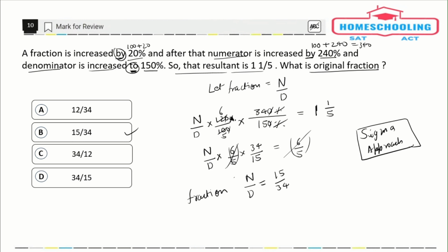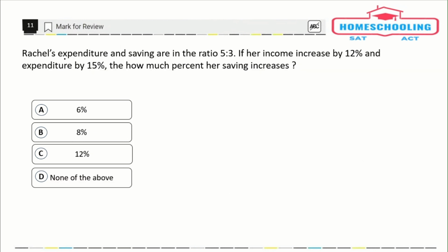Now moving to the next question. Rachel's expenditure and saving are in ratio 5 is to 3. If her income is increased by 12% and her expenditure is increased by 15%, then how much percentage does her saving increase?